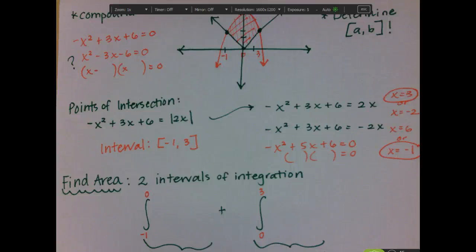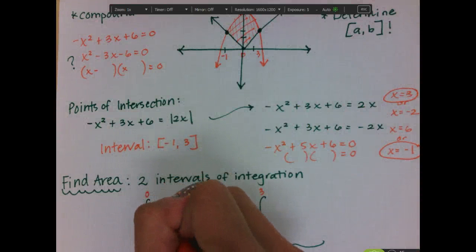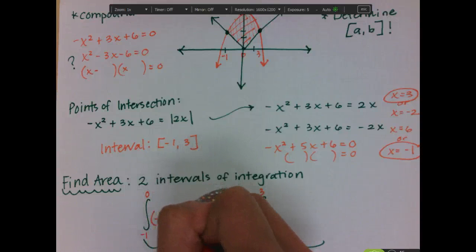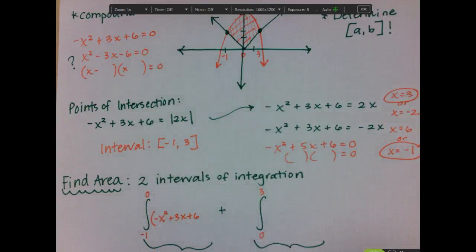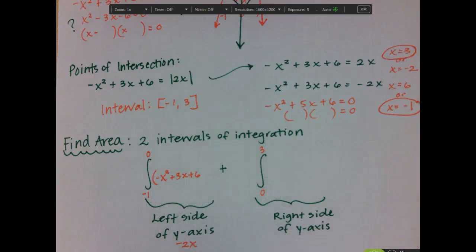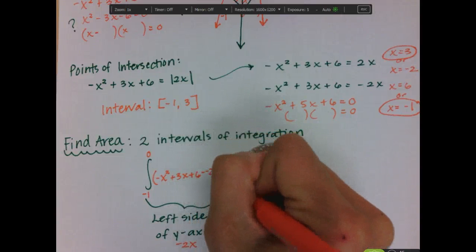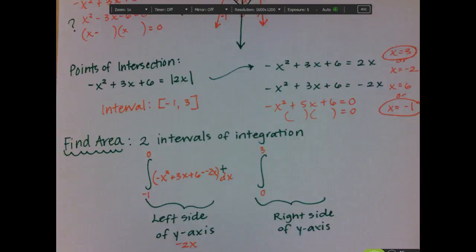Remember the formula. I need to take the top curve and subtract the lower curve. So I'm going to take negative x squared plus 3x plus 6, and I'm going to subtract negative 2x. I'm on the left side of the x-axis, and so in the absolute value graph, that's negative 2x. Put my plus sign a little too early there, had to squeeze all of that in.